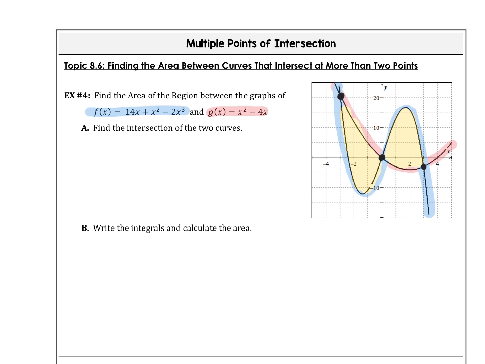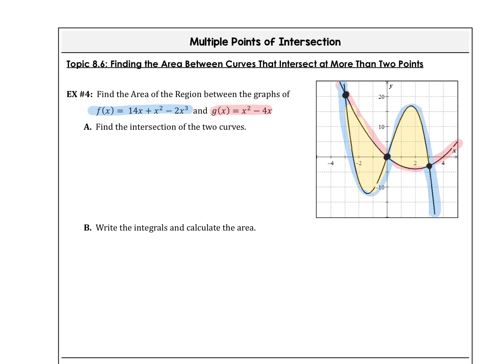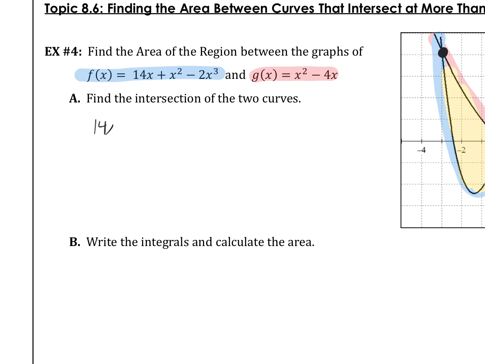Set them equal to each other, right? If I set them equal to each other, doesn't that mean those values are going to be the same, so those points would be the same, right? So if I not cross multiply, but set 14x plus x squared minus 2x cubed equal to x squared minus 4x, I will be able to solve for all 3 of those intersection points, okay?